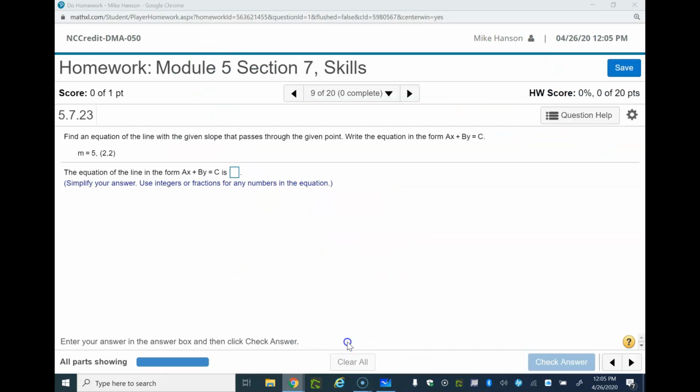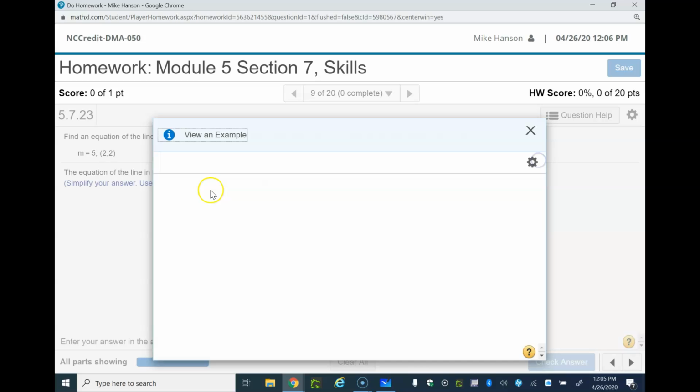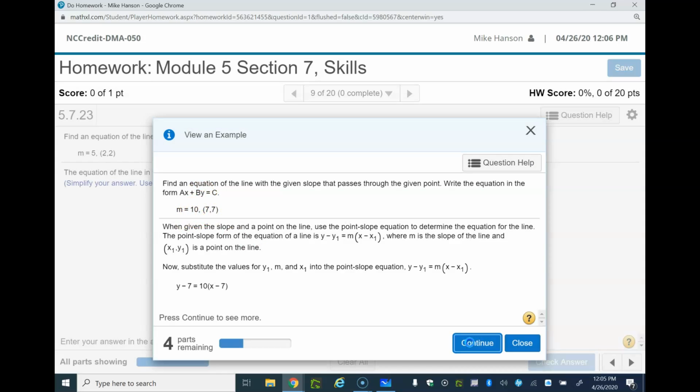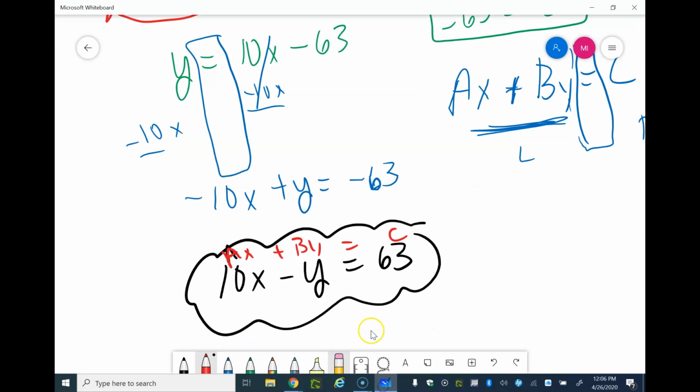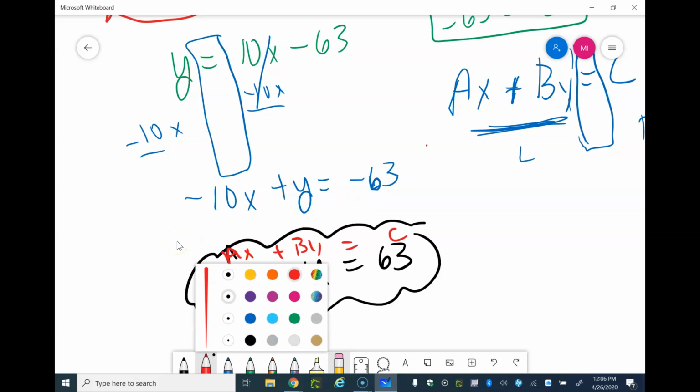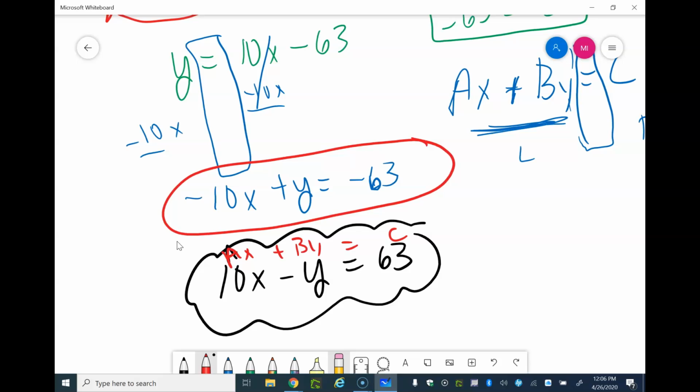So if I go back to do an example problem, here's my 10 and 7, and I go all the way down to the end. Notice they have the exact same answer as we did. Now they kept the negative in front. Like I said, it does not matter. You will get it right both ways, if you put it in with the negative in front or flip it to here. It doesn't matter. But you notice that we still get negative 10x plus y equals negative 63. So both of these answers are going to work for us.